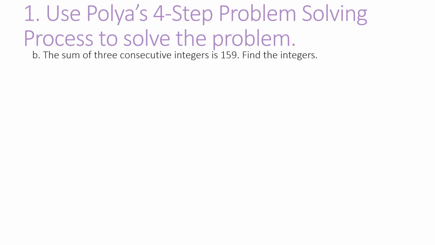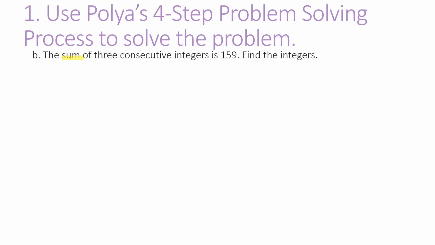Okay, so the second question says, the sum of 3 consecutive integers is 159. Find the integers. All right, so we're going to use Polya's 4-step problem-solving process to solve this. First step is to understand the problem. So let's go through word by word here. The sum, so we're adding. The sum of 3 consecutive integers is 159. All right, so we have x plus y plus z equals 159.